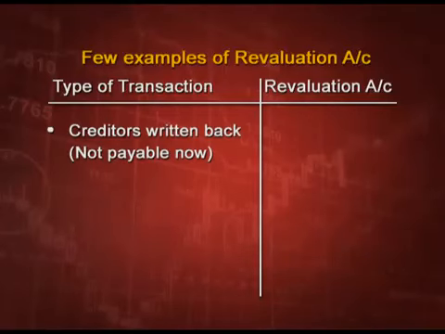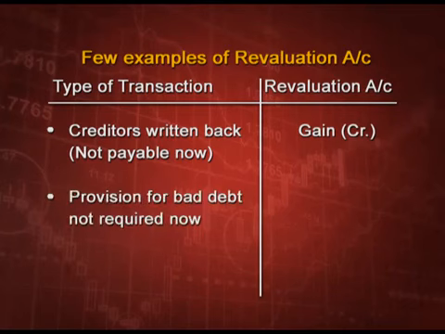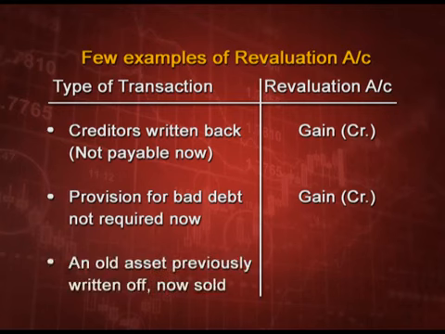If creditors are written back, that means they are not payable now. So if the creditors are written back and we don't have to pay, is it a gain or loss? Yes, it's a gain. So it will come on the credit side of revaluation account. If provision for bad debt is not required now, the liability is coming down. So if the liability is coming down, that means it's a gain for us. So it will again come on the credit side. If an old asset previously written off is now sold, and you get some money out of that, it's again a gain. So it is again credited to the revaluation account.